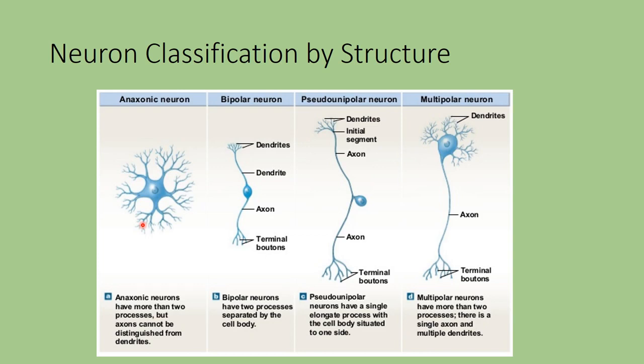A bipolar neuron, this is where you have the cell body separating distinctly. You basically have one dendrite here and one axon here with the cell body in the middle. A pseudo-unipolar neuron, the cell body's to the side, and then you have the extensions. The majority of what we see in the human body are multipolar neurons. That's where you have the cell body, you have multiple dendrites, but the axon is much longer and extends out. But there's just one single axon.